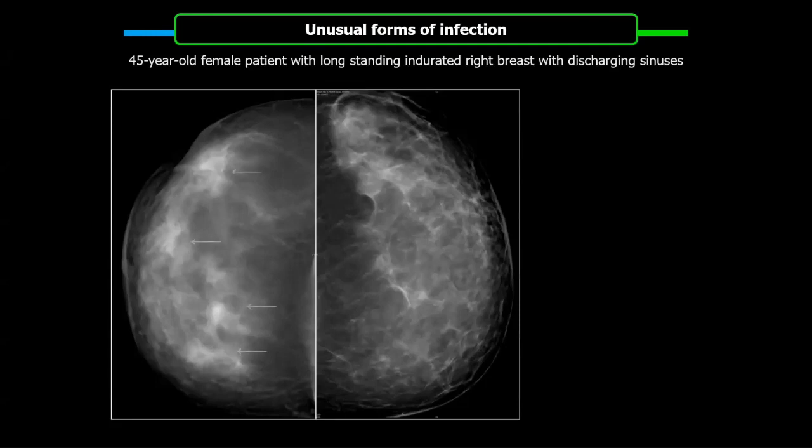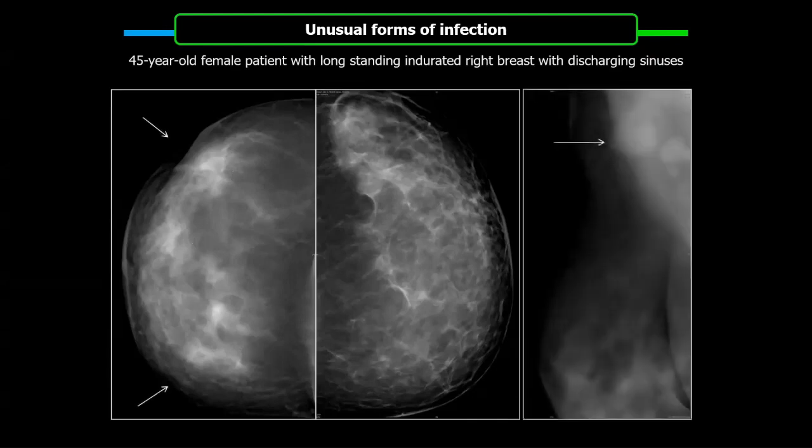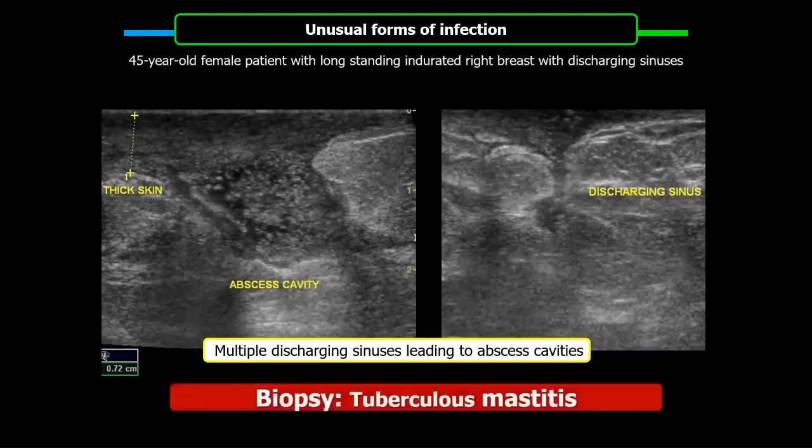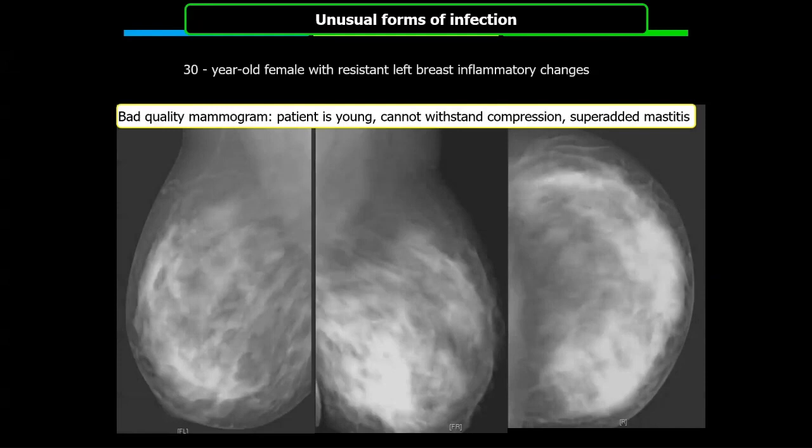This was her mammogram, and it revealed multiple areas of parenchymal distortion with overlying skin traction. And these were her axillary lymph nodes. And I think based on the mammogram, we can easily give her a BI-RADS 4. While looking at the ultrasound, there were multiple abscess cavities with discharging sinuses through the skin. A biopsy was taken, and this was a case of tuberculous mastitis.